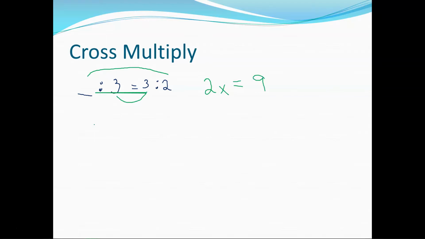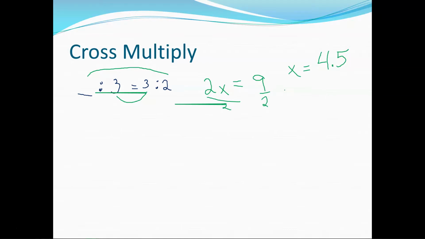Does everybody see that? So then you divide both sides by 2. So x would equal 4.5. Did everybody see how I did that? Everybody kind of follow along and know what I did? Yes. Okay.